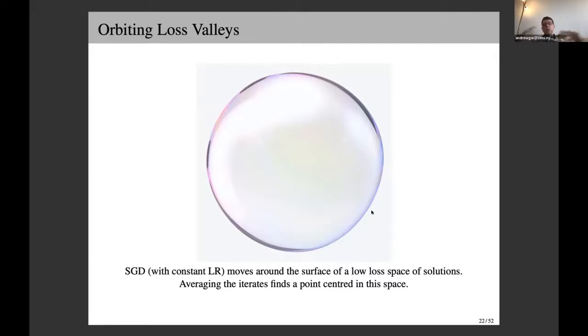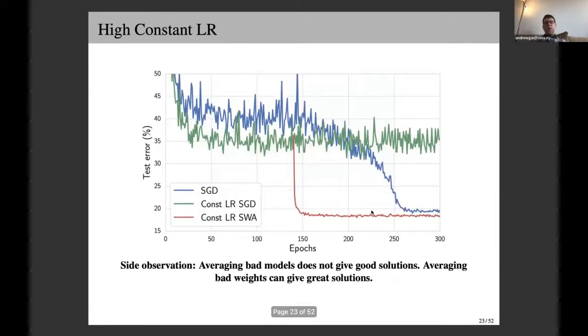Whereas if we increase the learning rate, we're basically spinning around these loss values. And by taking an equal average of the iterates, and that's actually very important to emphasize, an equal average, not an exponentially moving average, as we typically see with Polyak averaging, we get to move to a point that's centered in this valley of low loss solutions. And there are a lot of good reasons to believe that those points ought to provide better generalization. And in practice, that's indeed what we see. We also did an experiment here where we ramped up the learning rate very high, such that we're traversing actually quite bad models in green.